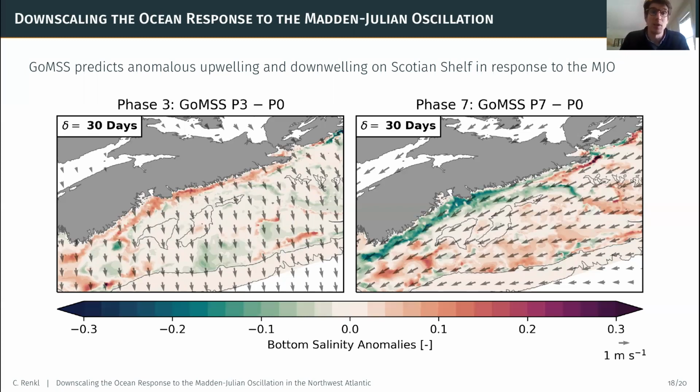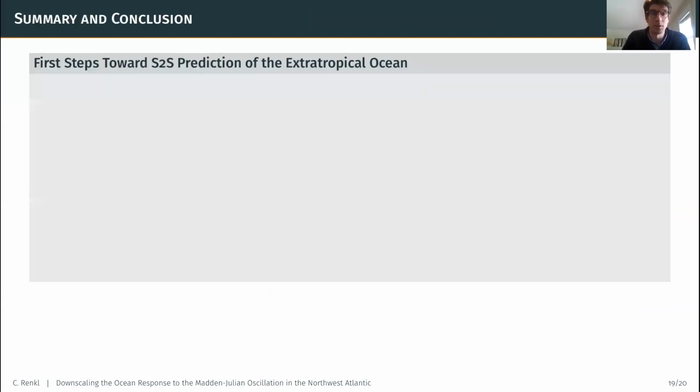And this is actually quite interesting, because if we recognize that the MJO has an influence on the upwelling, that means that potentially the biological processes on the shelf might be affected and potentially be predictable on subseasonal to seasonal timescales, which remains to be explored.